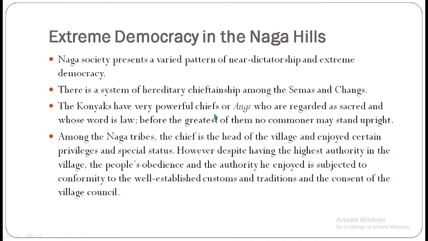The Konyaks have very powerful chiefs or angs who are regarded as sacred and whose word is law. Before the greatest of them, no commoner may stand upright. The Konyaks have chiefs so powerful that a common man will not be standing up in front of the chief. Among the Naga tribes, the chief is the head of the village and enjoys certain privileges and special status. However, despite having the highest authority in the village, the people's obedience and the authority he enjoyed is subject to conformity to the well-established customs and traditions and the consent of the village council.